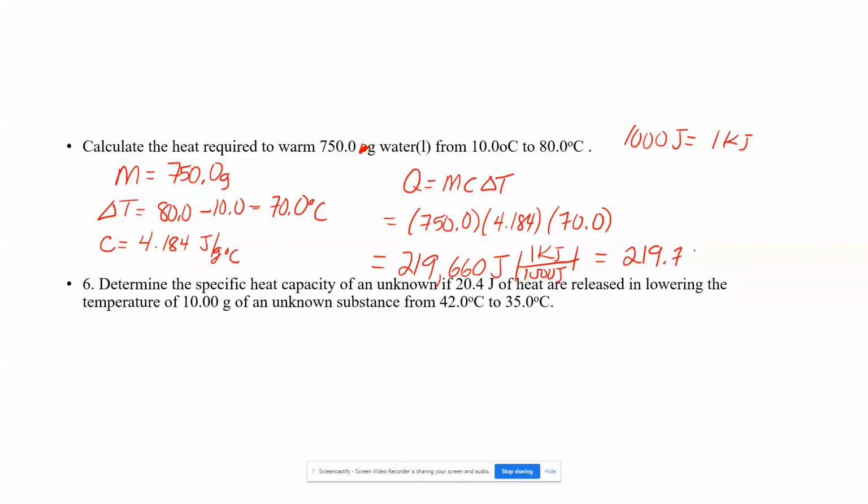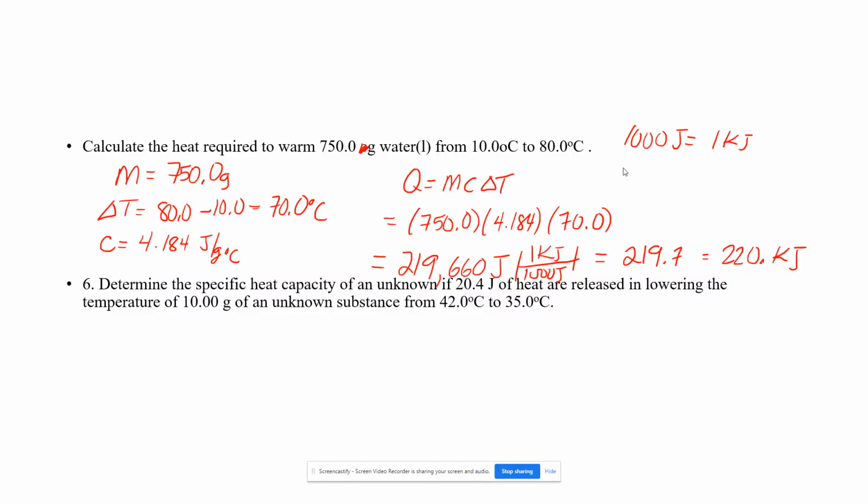219.7. And sig fig wise, we could even change this to 220 kilojoules. I would take either of those if you had the right label. So it's going to take a lot of energy, but you're trying to heat that water 70 degrees.